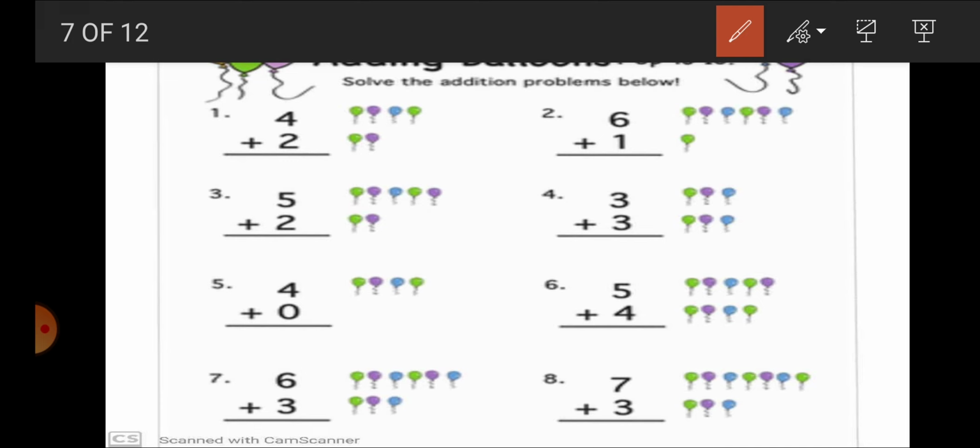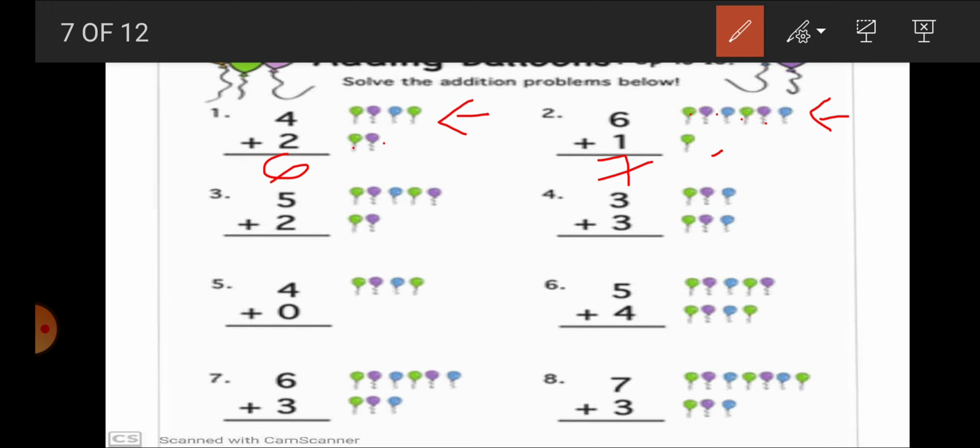Look, if the 4 is present there, then here there are 4 balloons plus 2 more balloons. To start counting after number 4, after 4 there will come 5 and 6. So our answer will be 6. Our next sum is 6 plus 1. If we add 1 to 6, what will happen? You can see that this is the picture of 6 balloons. Want to check it? 1, 2, 3, 4, 5 and 6. After 6 comes 7. Our answer is number 7.